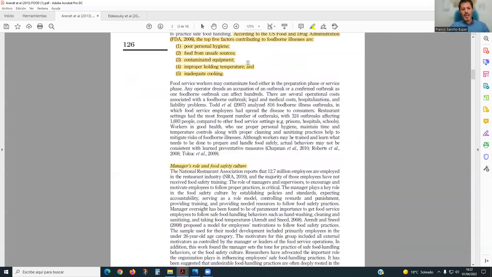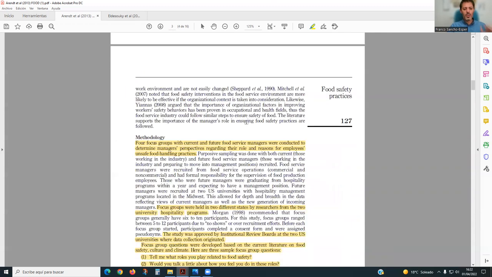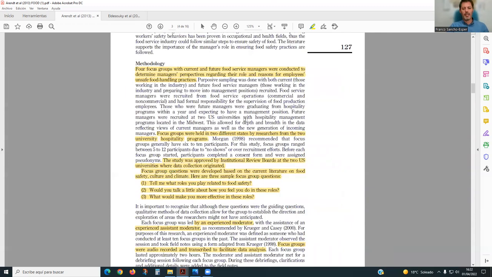And when they have finished all the literature review, they go to the methodological part. That is where we are going to focus. They say that they use focus groups with current and future food service managers. So this is the target group, food service managers, and they conducted this to analyze the managers' perspective regarding the role and reasons for employees' unsafe food handling practices. So they are going to be asked about how their employees manage food in this case.